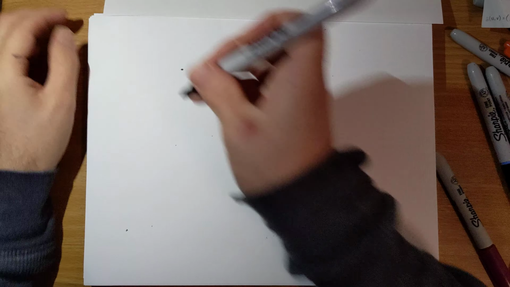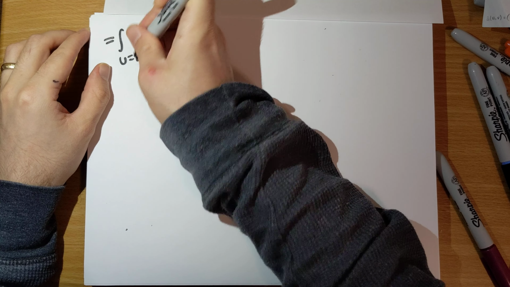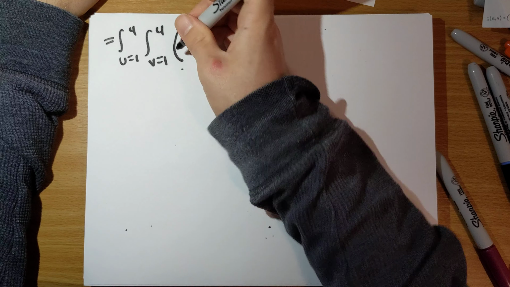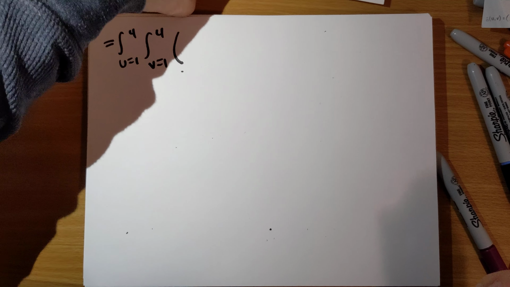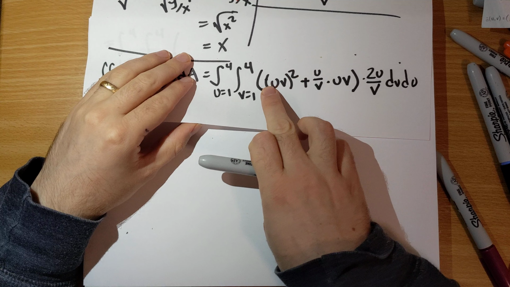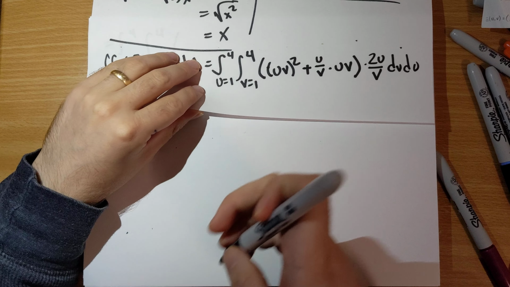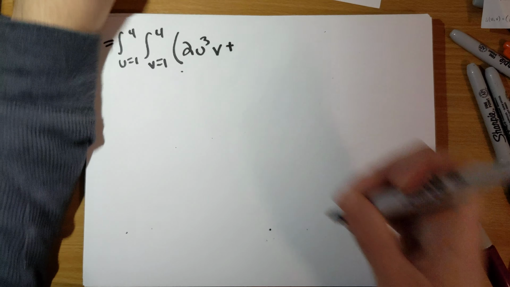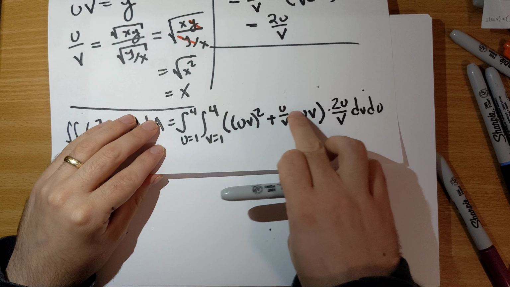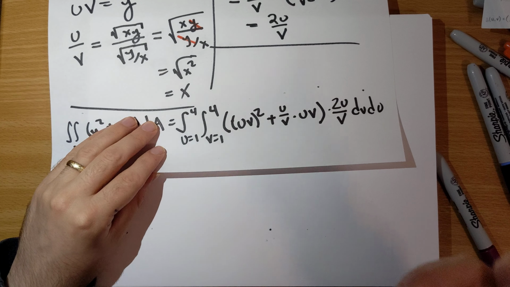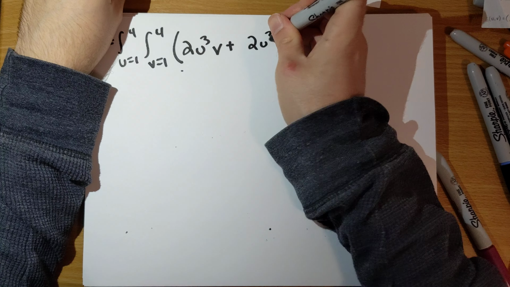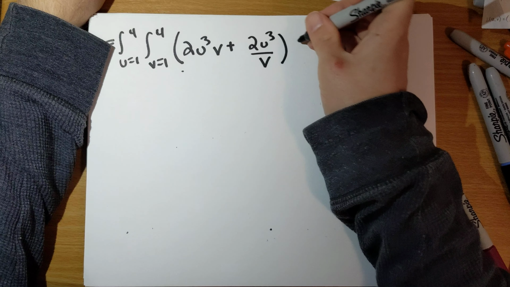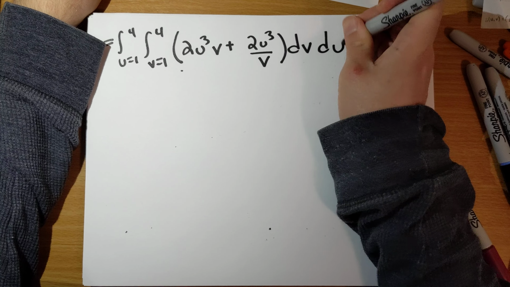Okay, so u from 1 to 4, v from 1 to 4 of, let's see here, we should end up with 2u cubed v plus 2u cubed, and then v over v squared over v, dv du.